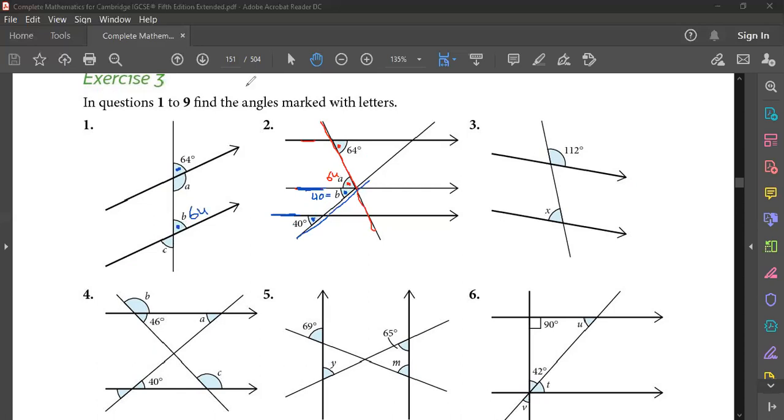Tell me, what are they called? Sorry, I can't hear. Question 1, QB, CB, what are they called? Vertically opposite angles. And vertically opposite angles are equal. So that's also 64. What about the angle A?